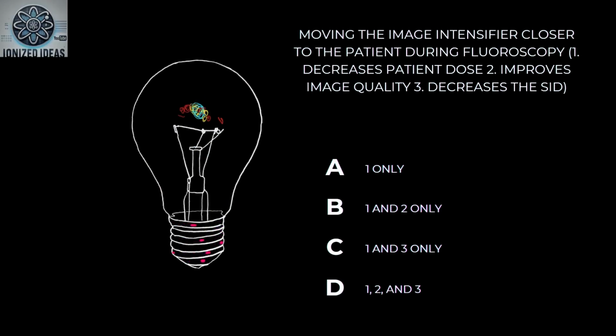Moving the image intensifier closer to the patient during fluoroscopy: 1. Decreases patient dose, 2. Improves image quality, 3. Decreases the SID. A. 1 only, B. 1 and 2 only, C. 1 and 3 only, D. 1, 2, and 3.